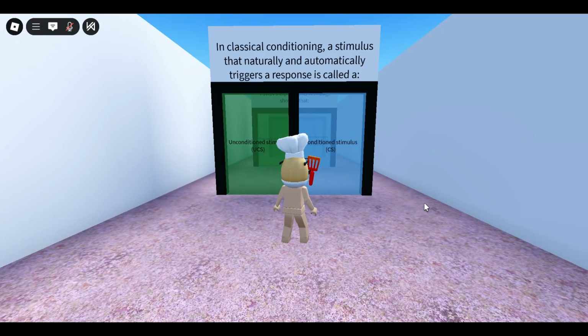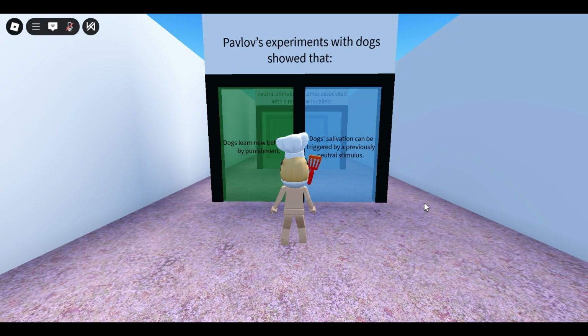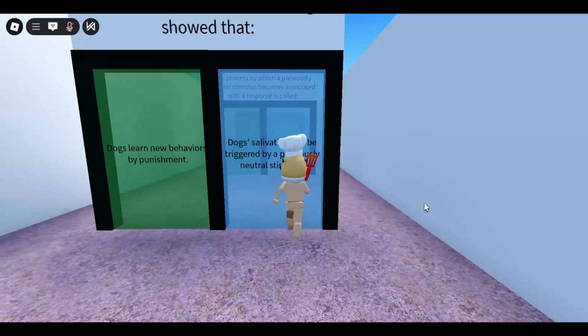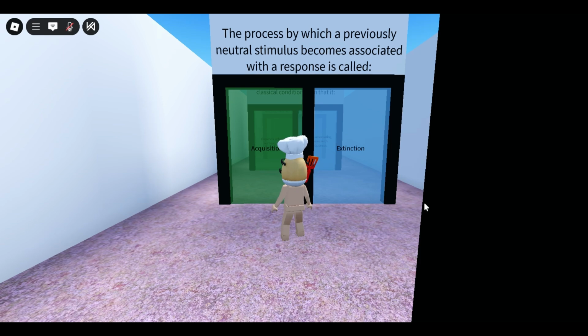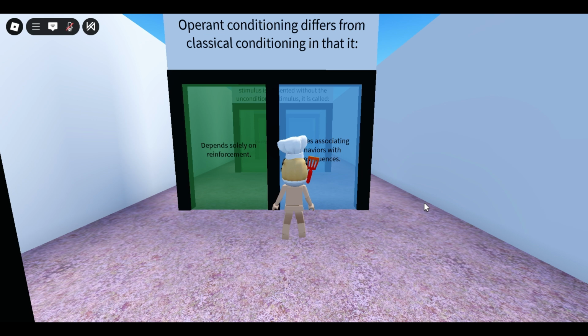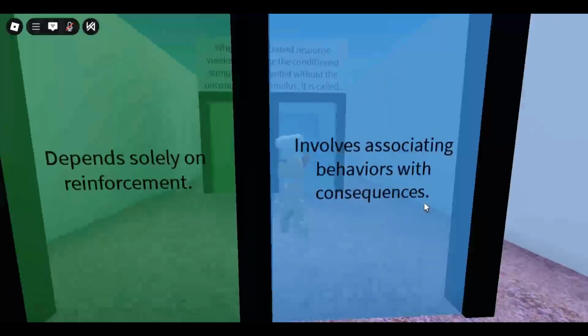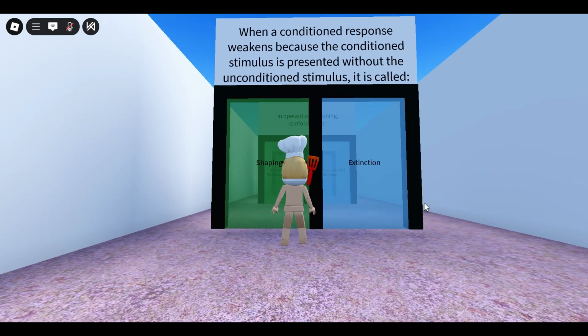A stimulus that naturally triggers a response is called the unconditioned stimulus. Pavlov's dogs showed that dog salivation can be triggered by previously neutral stimulus. And association is when a previously neutral stimulus becomes associated with a response. Operant conditioning differs from classical conditioning in that it involves associating behaviors with consequences. A conditioned response weakening is called extinction.